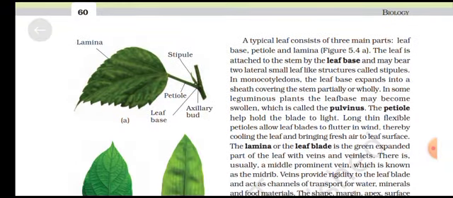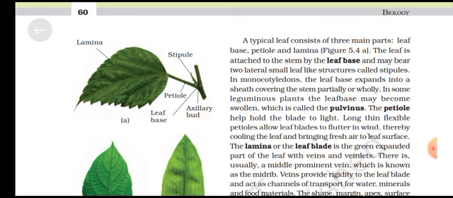A typical leaf consists of three main parts: leaf base, petiole, and lamina. The leaf is attached to the stem by the leaf base and may bear two lateral small leaf-like structures called stipules. In monocotyledons, the leaf base expands into a sheath covering the stem partially or wholly. In some leguminous plants, the leaf base may become swollen, which is called pulvinus.